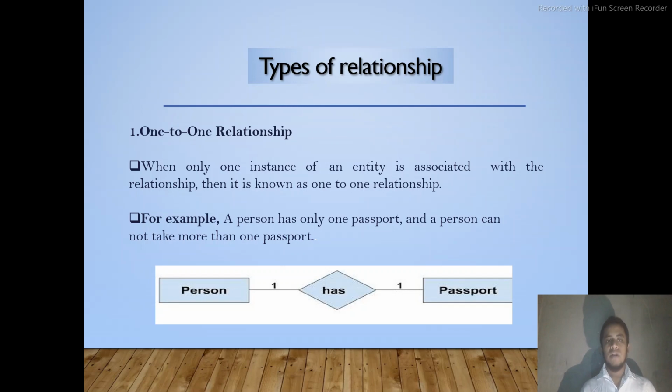What is one-to-one relationship? When only one instance of an entity is associated with the relationship, then it is known as the one-to-one relationship. Basically, we can see a picture in this given slide. Person has passport. We know that a person can have only one passport, and one passport can be taken by only one person. So the person and passport relationship is a one-to-one relationship.